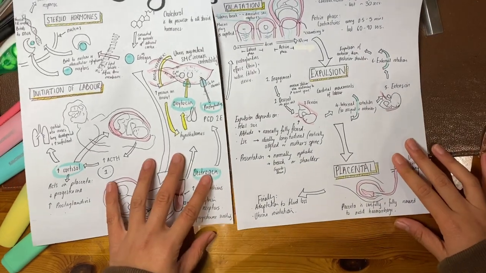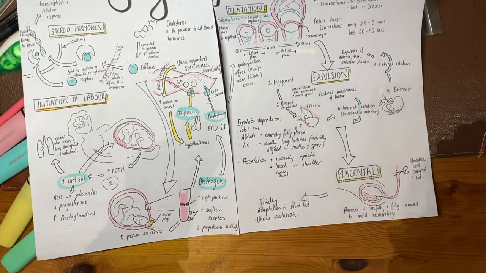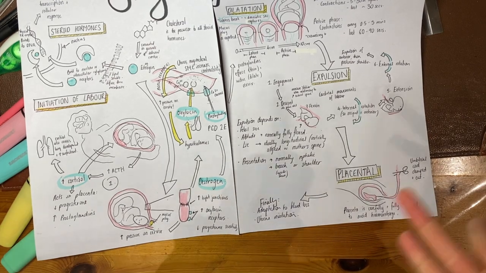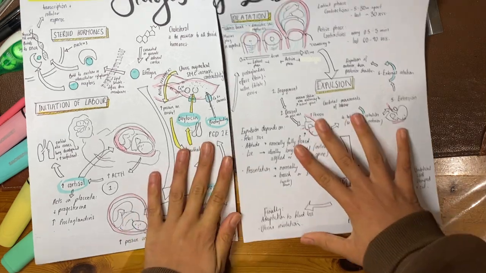Finally, after the placental stage, the body starts to return to its pre-pregnancy state, which involves adaptation to blood loss and uterine involution. And uterine involution involves the contraction of the uterus and the reduction of myometrial cells. So that's the stages of labor.